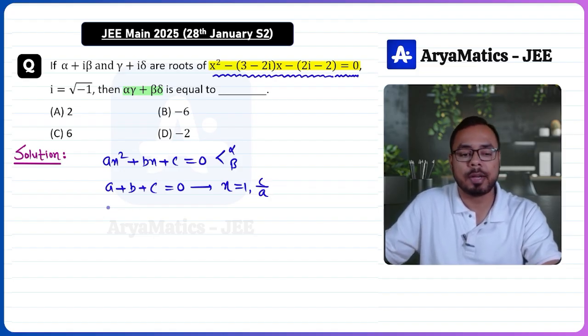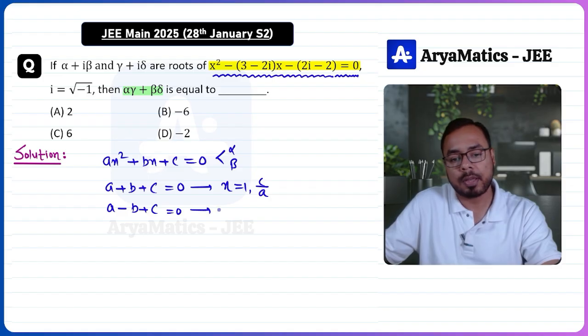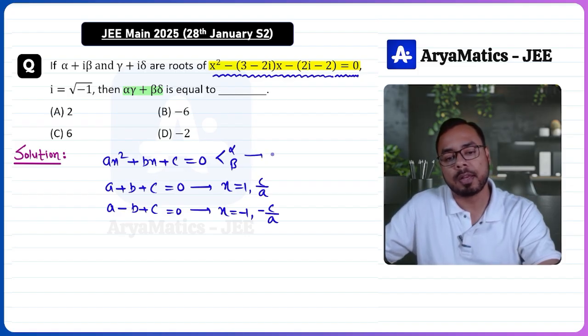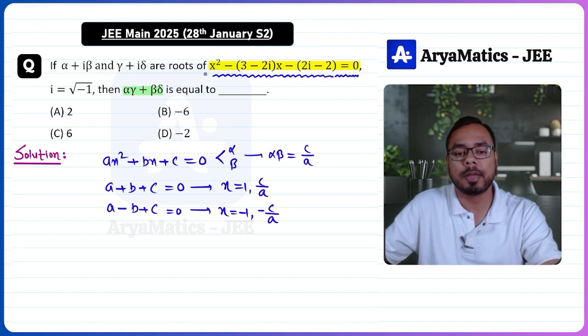And there is another related concept, that is, if I have a minus b plus c equals to 0, then for that quadratic equation, one root will be minus 1 and the other root will be minus c by a. Right? Because now x equals to minus 1 will satisfy this equation. And in any quadratic equation, the product of roots is always c by a. So if alpha into beta is c by a and alpha is minus 1, beta has to be minus c by a. So this is one very simple concept from quadratics.